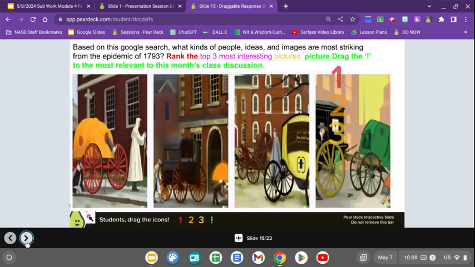Slide 15. Based on this Google search, what kinds of people, ideas, and images are most striking for the epidemic of 1793? Rank the top three most interesting pictures and drag the exclamation point to the most relevant to this month's class discussion. Take the time to drag your 1, 2, 3, and exclamation point now.